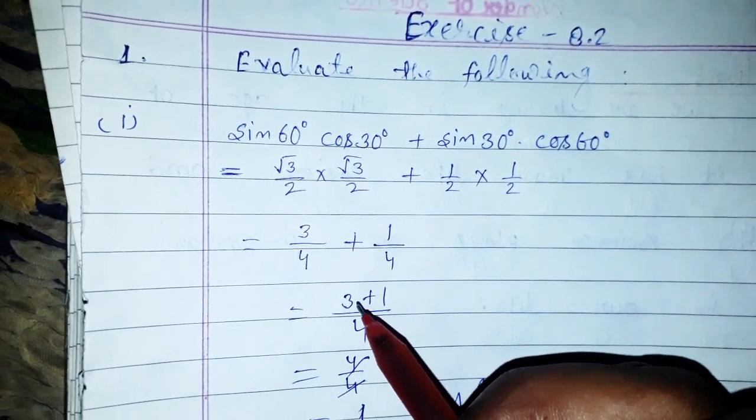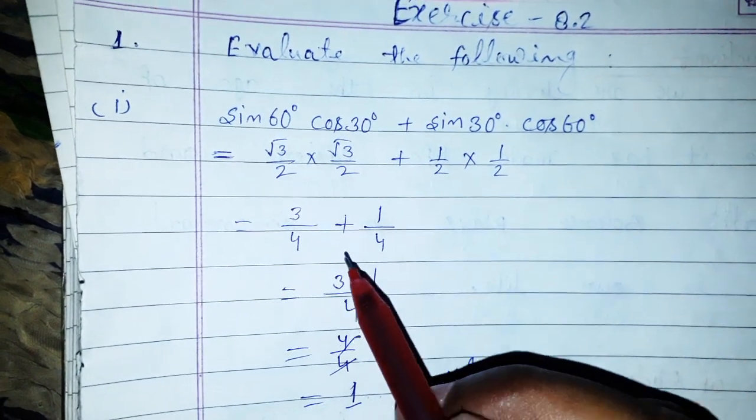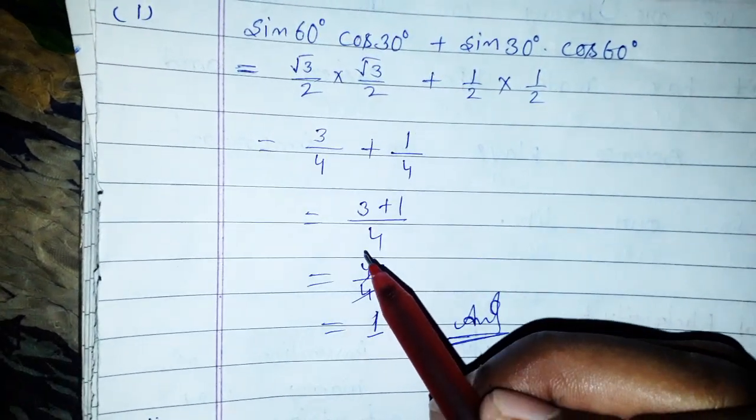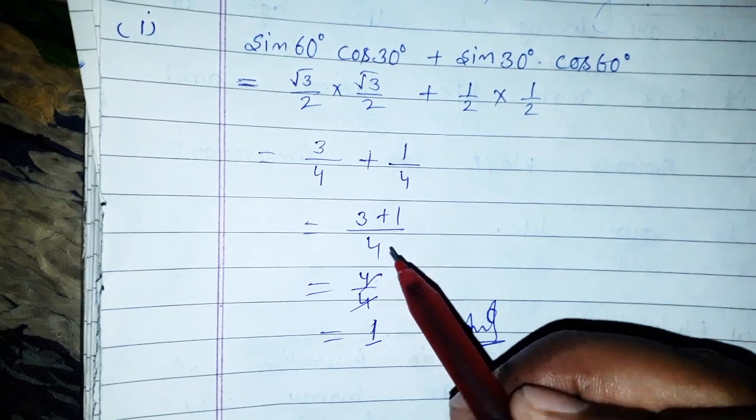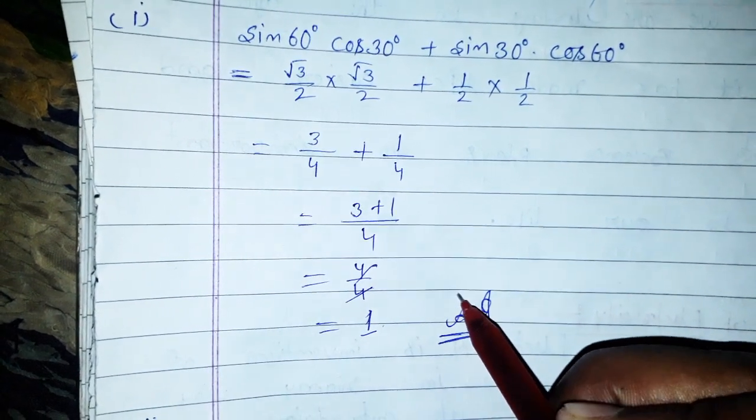So take the LCM. Here the LCM is 4, so 3 plus 1 is 4, 4 upon 4. This cancels out, so this is 1. This is the answer.